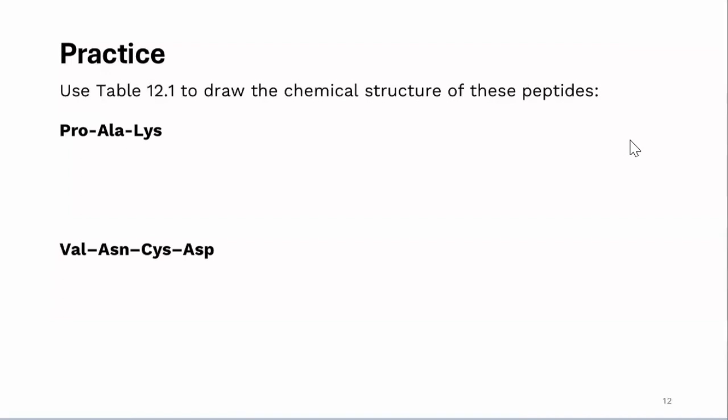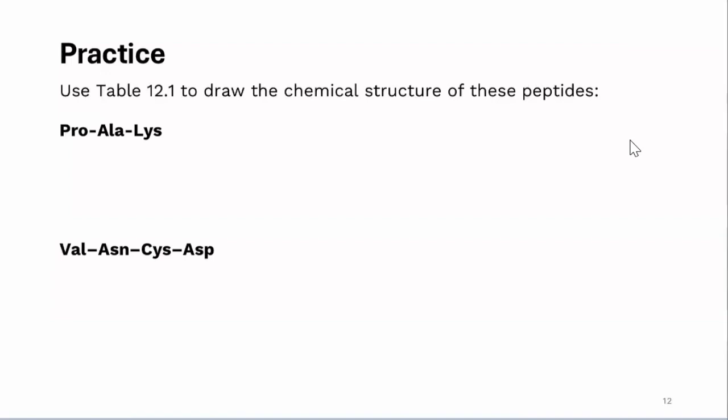So now that I know that I have the amino acids pro, ala, and lys, going to the table that is in the in-class worksheet, you can actually draw those individual amino acids out. So right now, I'm going to draw proline, alanine, and lysine individually.